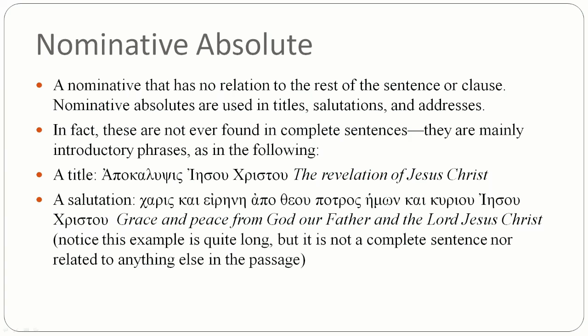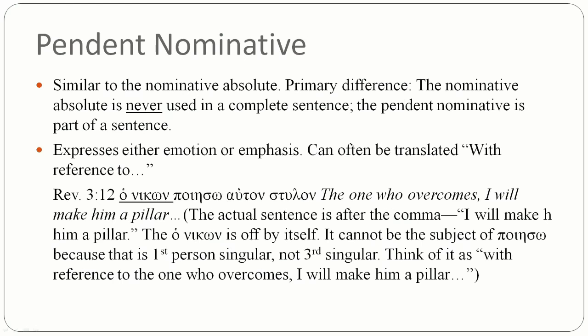Notice this example is quite long. It's not like the revelation of Jesus Christ, which is really nice and short and tidy. This one's a little bit longer, but it's still not a complete sentence, so therefore it is a nominative absolute, as contrasted with the next category, the pendent nominative. It's pretty much the exact same as the nominative absolute, but the difference is that it is used in a sentence. It's part of a sentence. The nominative absolute is always standing off by itself. It doesn't have anything to do with any other sentence or part of the paragraph.